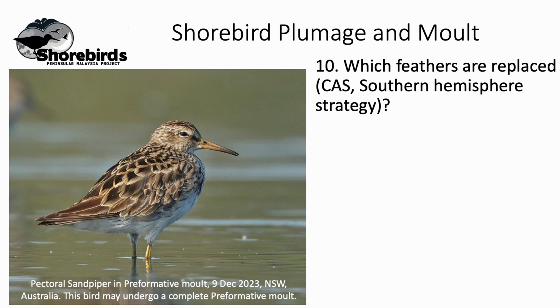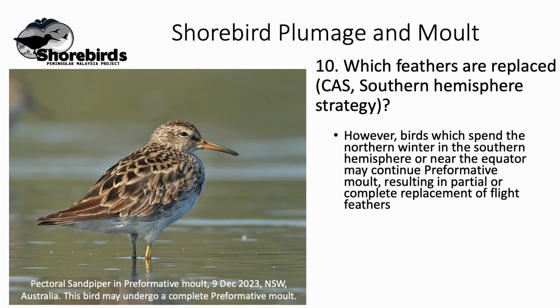What about the complex alternate strategy, the Southern Hemisphere strategy? Birds like this pectoral sandpiper, which I photographed in Australia, and which spends the northern winter, the non-breeding season, in Australia, follow a Southern Hemisphere strategy. The preformative molt may continue, resulting in partial or complete replacement of flight feathers. So it's more extensive.